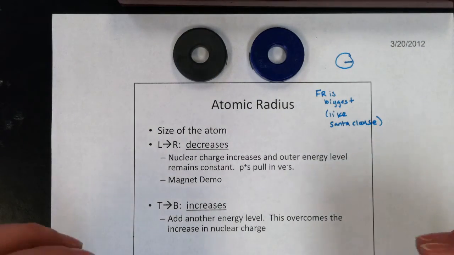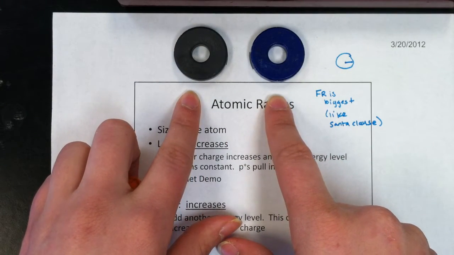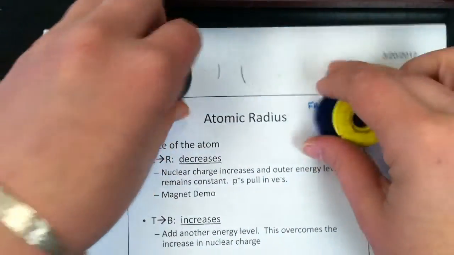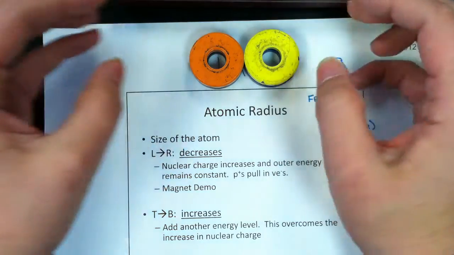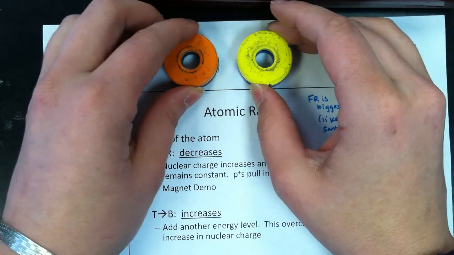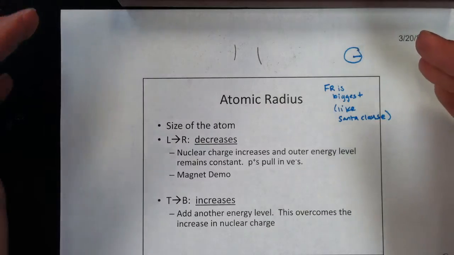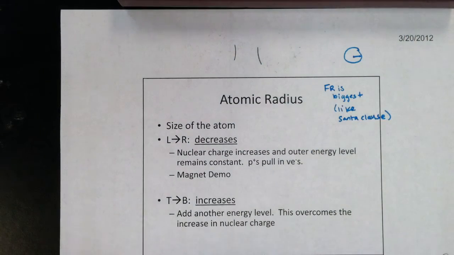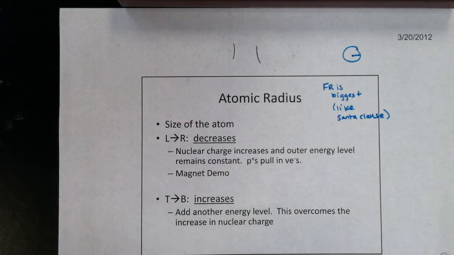It's like these magnets. We have 2 magnets that are sitting at a specific distance from each other, and they're not pulling each other in. When I add another positive and negative, we take these magnets and we put them at the same distance, and now they attract each other. So what we see going across is that even though they're being added to the same shell, the atomic radius actually decreases because more protons and electrons attract each other. The protons are able to pull in the valence electrons.